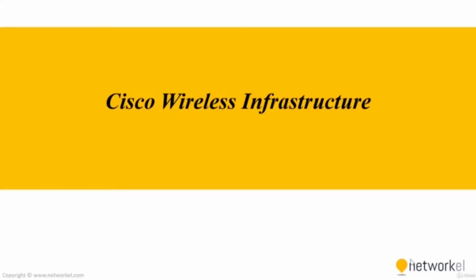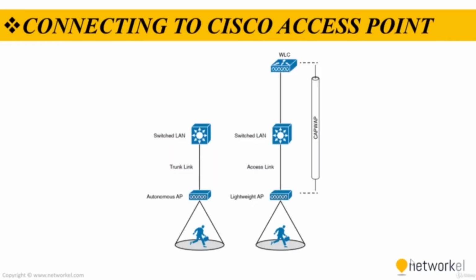Our next section, we will talk about Cisco wireless infrastructure. Let's start with the access point types and connecting to Cisco access point. A Cisco wireless network can consist of autonomous access points or lightweight access points that are coupled with one or more wireless LAN controllers. As you can see on the screen, we have an autonomous AP in here and we have the lightweight AP in here.